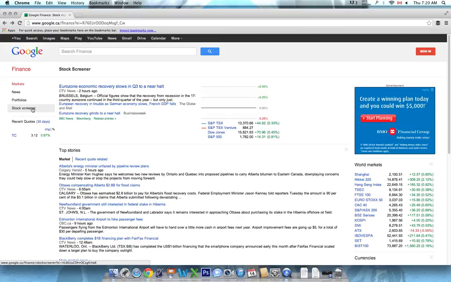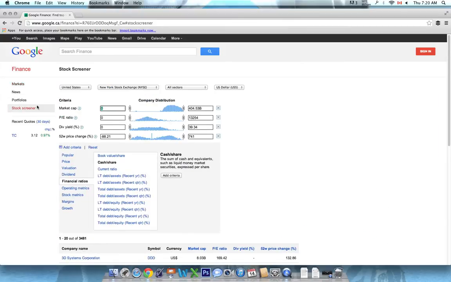Today I just want to show you how to use the Google Stock Screener to find stocks with strong fundamental value. Just head over to google.com/finance and click on the Stock Screener tab here on the left side. Now we're going to select the United States country, and we'll focus on the New York Stock Exchange for now.